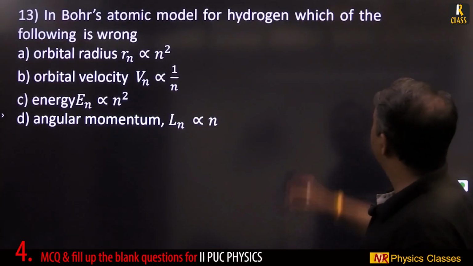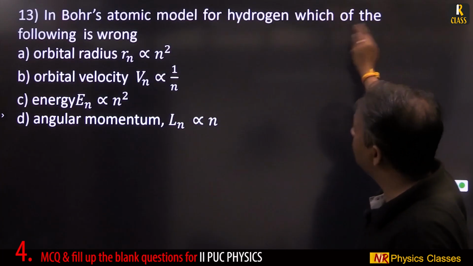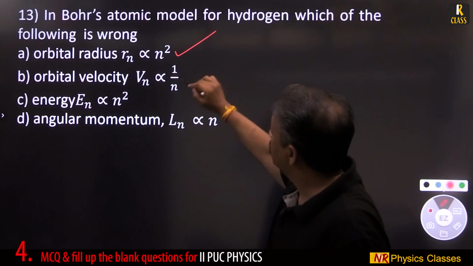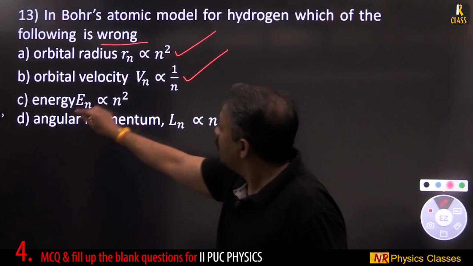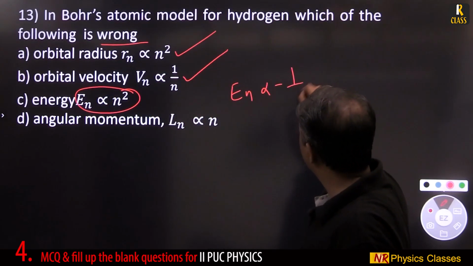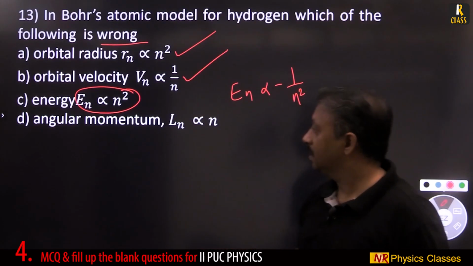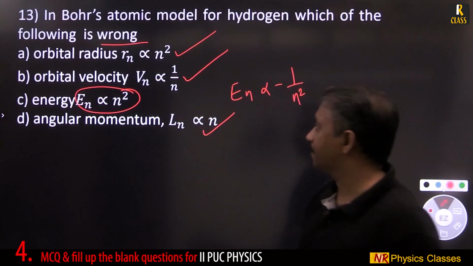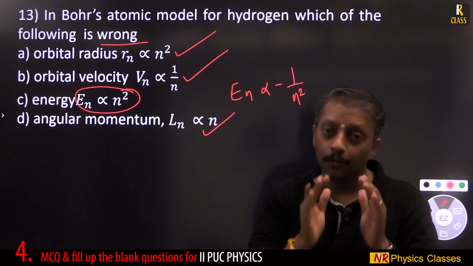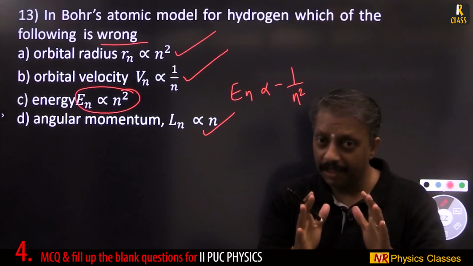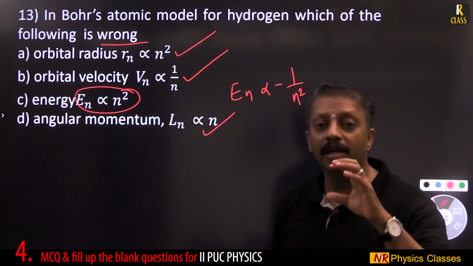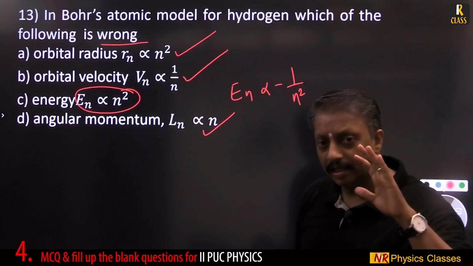In Bohr's atomic model for the hydrogen atom, which of the following is wrong? Radius is proportional to n square. This is correct. Energy is proportional to minus 1 by n square. Angular momentum is proportional to n. Now, to attend such questions, you should be thorough with equations. If you are not okay with equations, then write and practice. Write every equation 3 to 5 times and make sure that you can readily recall it.